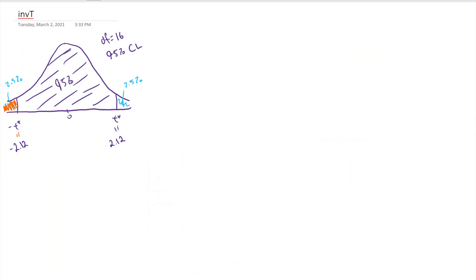Now, if you're taking an exam like the AP exam, make sure you're using proper notation to cite your calculator. If that's what you're using, you would have to write inverse T, right area is 0.025, and then write degrees of freedom is equal to 16, and then this is telling you that your critical value is about 2.12. So make sure you cite this appropriately if you're going to use it on the AP exam.